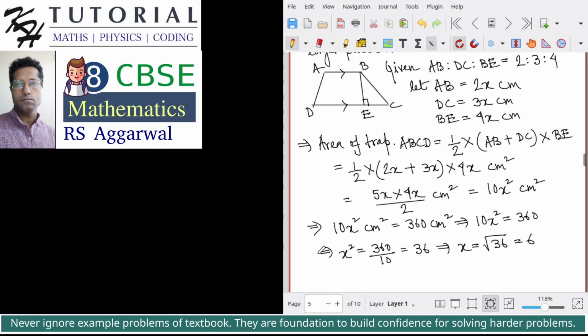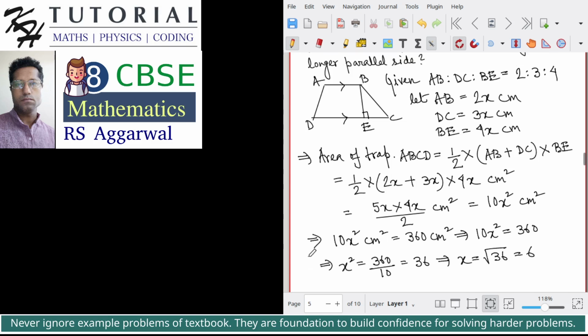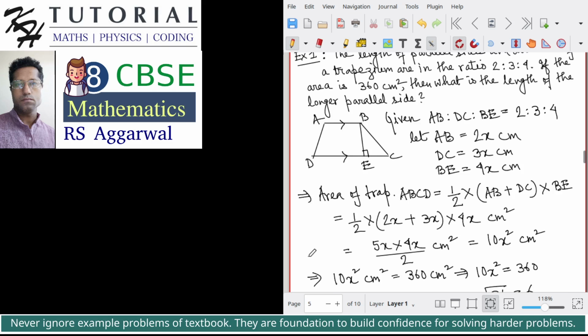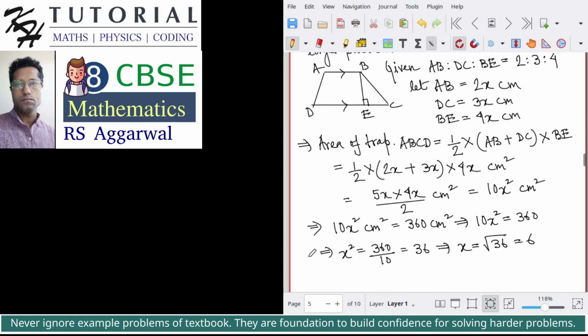So x is 6. The question is asking what is the length of the longer parallel side. So it is asking about DC, since as per the figure we have considered DC to be the longer parallel side. So DC will be equal to 3x centimeter, which is 3 into 6, since the value of x is 6, which is equal to 18 centimeter. So the length of the longer parallel side is 18 centimeter.